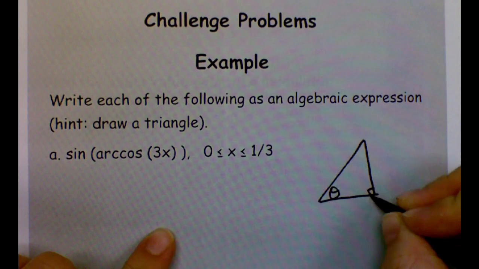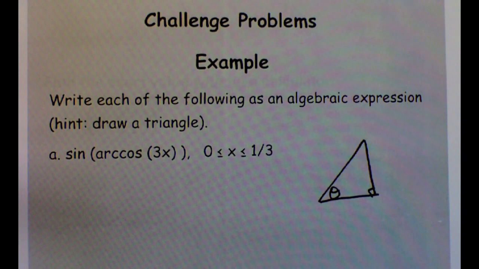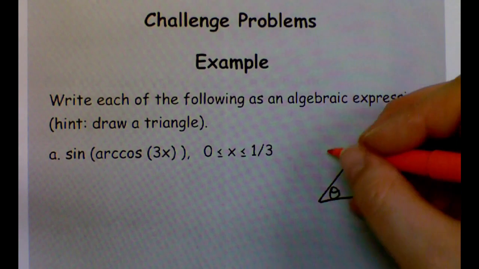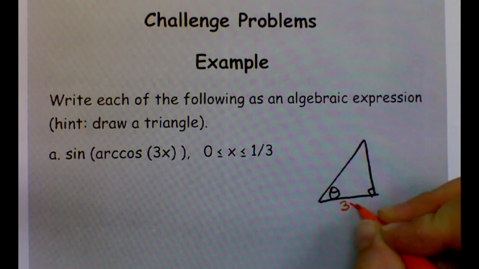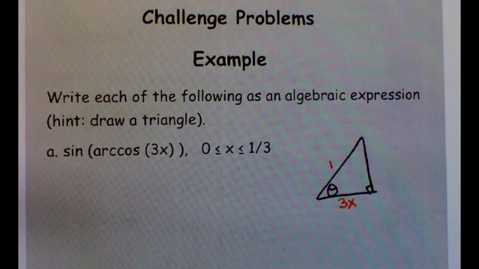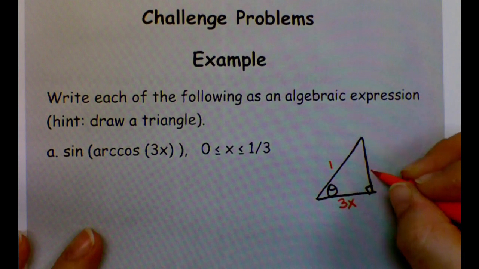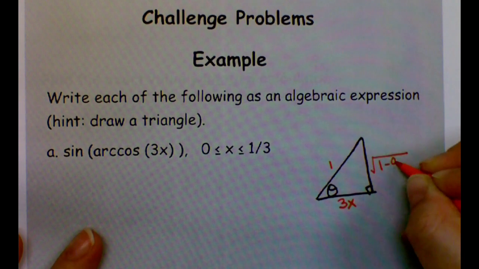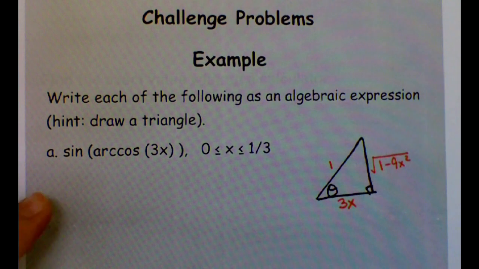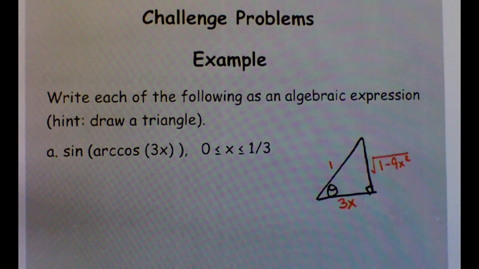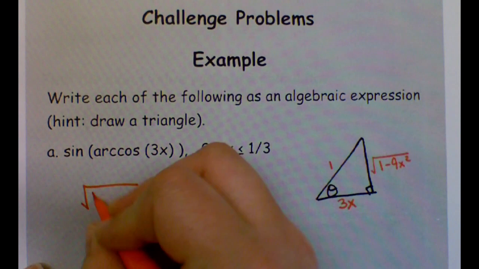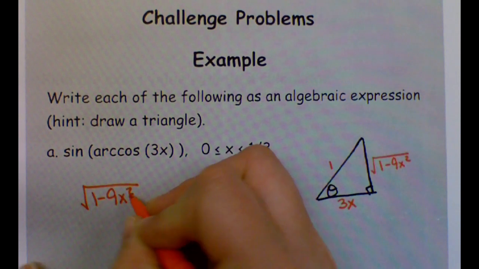We'll go there. Sine of arccosine of 3x. Well, cosine is adjacent over hypotenuse, so the adjacent is 3x, the hypotenuse is 1. The opposite side here is going to be the square root of 1 minus 9x squared. So the sine is opposite over hypotenuse. That is the square root of 1 minus 9x squared.